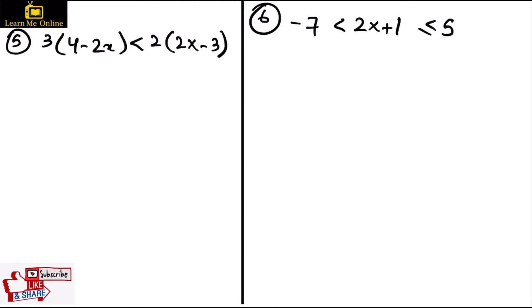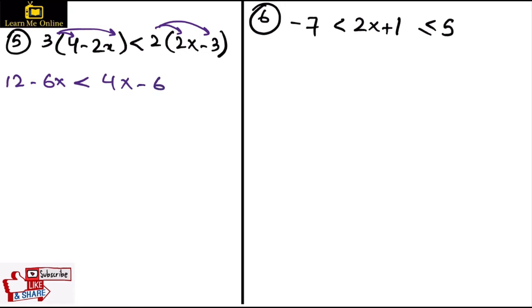To have a look at the next example, now we have got the brackets on both the sides. We're going to open up the brackets from the left hand side and the right hand side. Expanding bracket means multiply the term which is written outside the bracket with the terms written inside the bracket. So it would be 12 minus 6x. There's a less than inequality, we keep the same. You do the same thing with the other side as well, which is 4x minus 6.